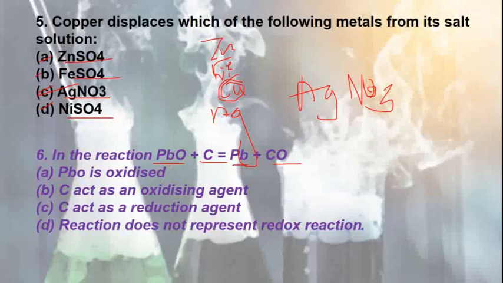As you can observe here, PbO, lead oxide, when it reacts with carbon, then lead is formed along with CO, carbon monoxide. You can observe here that C is reducing PbO by removing O and is itself getting oxidized. That means C is acting as a reducing agent. So we can get the answer as C. C acts as a reducing agent.